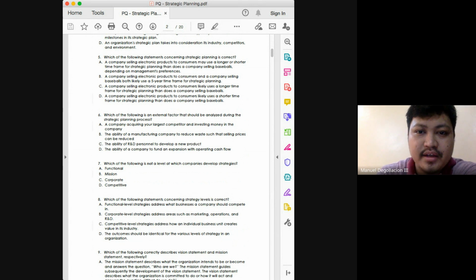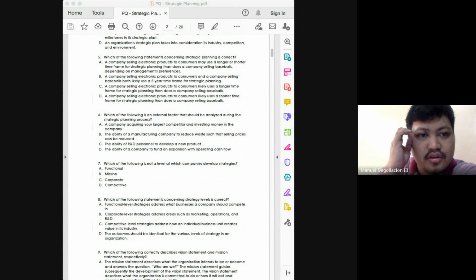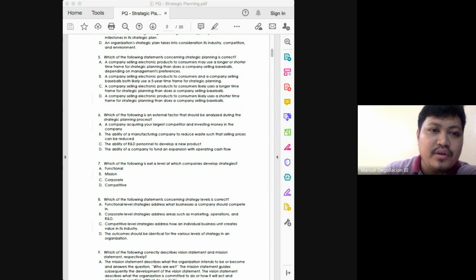factors. Expect to be asked on determining whether a factor is an internal or an external factor. So here we are asked which is an external factor. And the answer here is letter A, a company acquiring your largest competitor and investing money in the company.